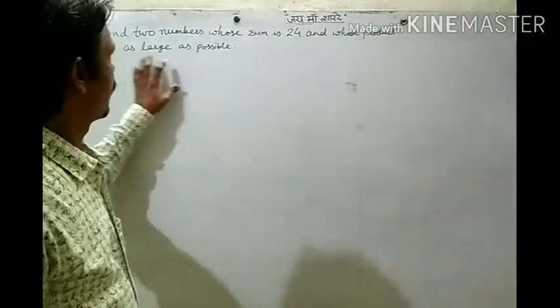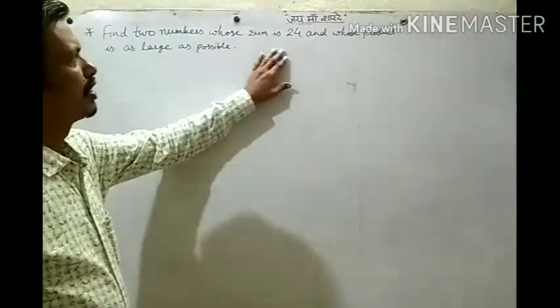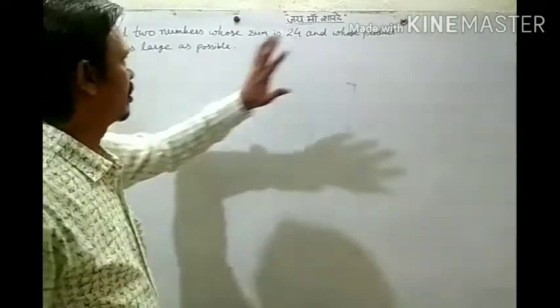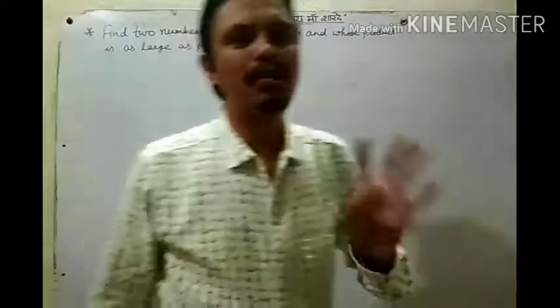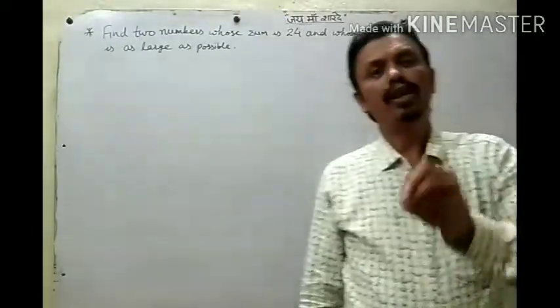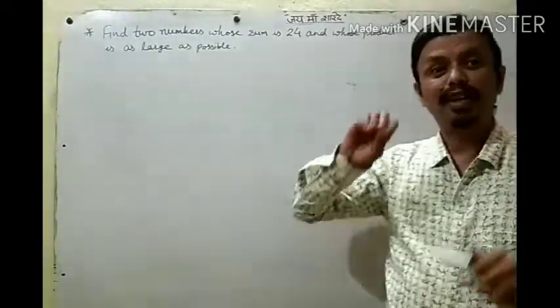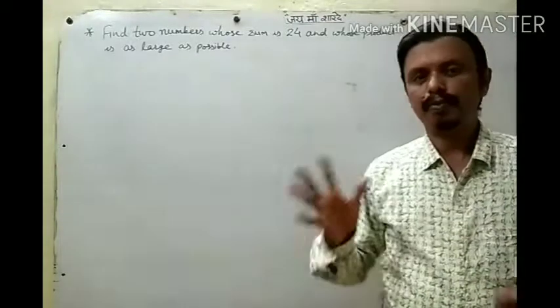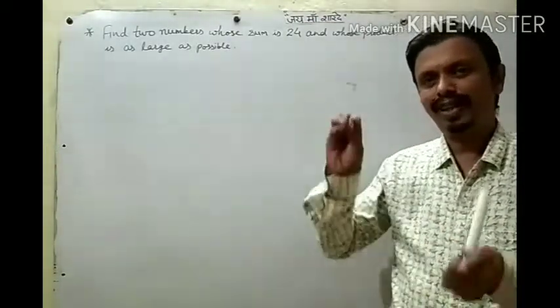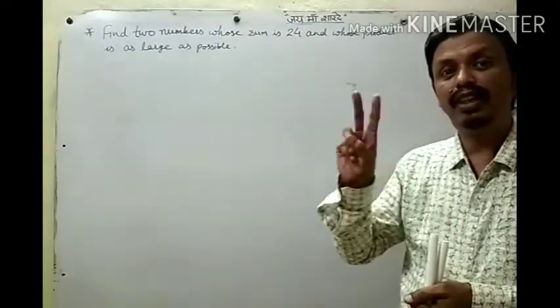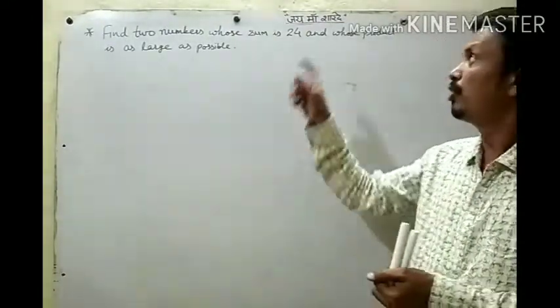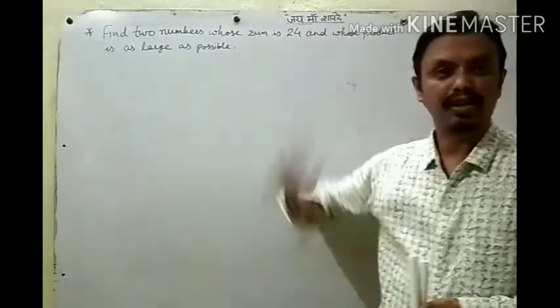So one question is, find two numbers whose sum is 24 and whose product is as large as possible. Now we need two numbers whose sum should be 24 and their product should be maximum. Okay? Yeah, there are many numbers. If we add them, we get 24. But we need that pair which will give maximum product.